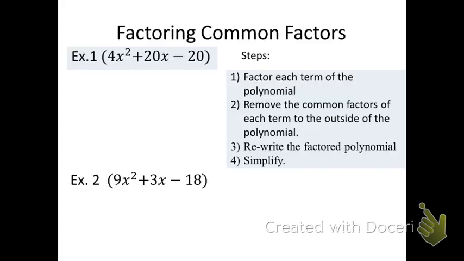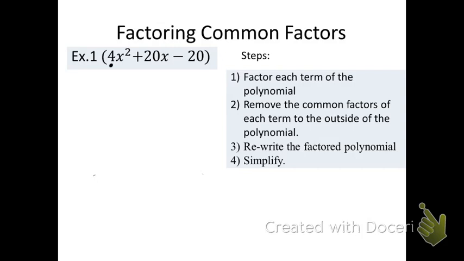Prior to beginning, the first thing we're going to look at is factoring common factors out of a polynomial. So you should probably take time and pause the video and copy these steps down. Once you've copied, this is how we work it out. Step 1, you want to factor each term of the polynomial. Secondly, you want to remove the common factors of each term to the outside of the polynomial. Third, you rewrite the factored polynomial, and lastly, you simplify if needed. Always simplify, making it look better.